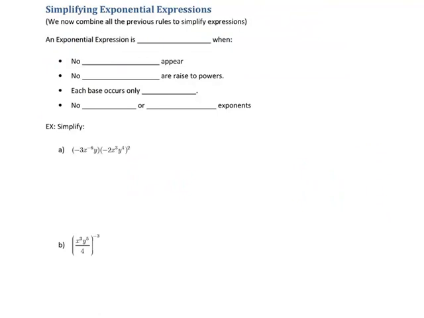Now, just in summary of our 7 rules, we've talked about the product rule, the quotient rule, the zero exponent, the negative exponent, the power to a power, and then products and quotients to power rules. It's possible to have several of these rules need to be applied in a single example, a single expression. And so here are some guidelines so that you have an idea of when the expression is completely simplified.